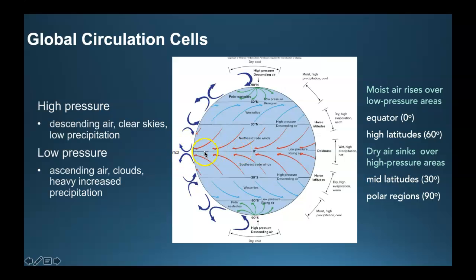Moist air rises over these low pressure areas, the equator, and the high latitudes. Here is that rising of the air and creating low pressure, and then here again over high latitudes. The mid latitudes, so this area 30 degrees north and 30 degrees south, is going to have sinking air. So that air is going to be descending, and that will be areas where we have dry air and desert environments. Okay.